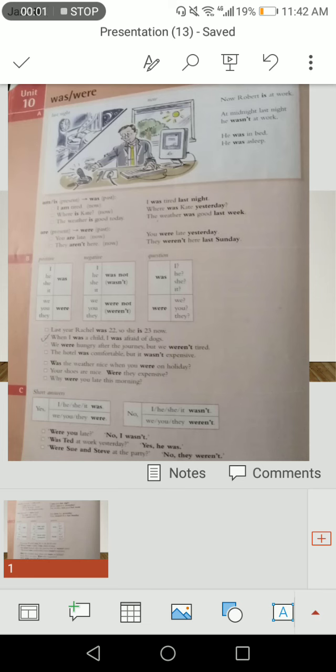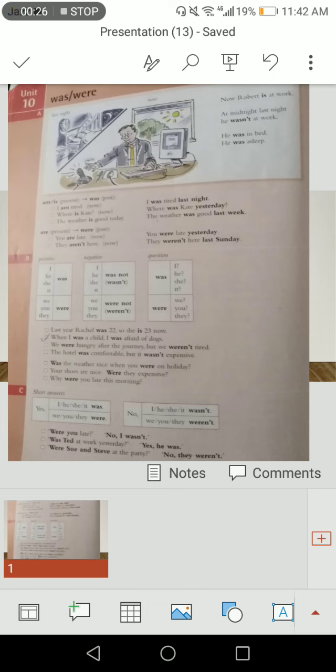Now, this unit is about was and were. Why do we use was and were? Because for any action which has happened in the past, we use was and were. Now let's start with the formats and with the sentences where we apply was and were.